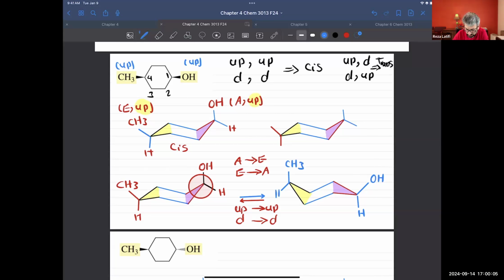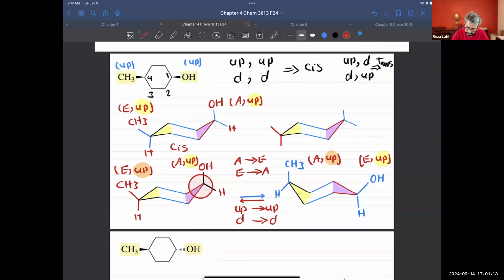I'm going to highlight just one of them. Methyl used to be equatorial. Now it is in axial position. And if you go after OH, it used to be axial. Now it is in equatorial position. So that's going to be another cis. Another cis conformation.